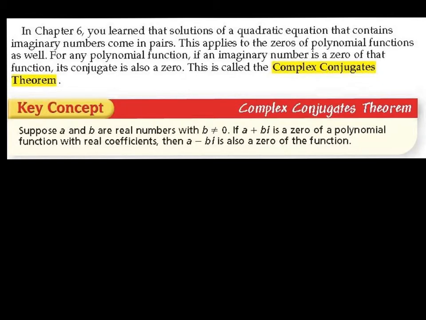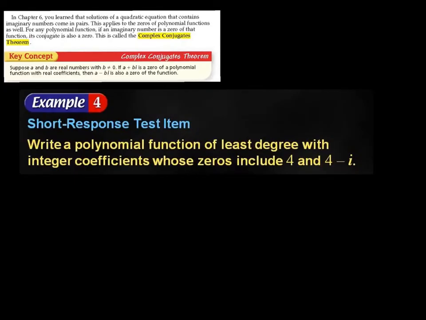Suppose a and b are real numbers with b not equal to 0. If a plus bi is a 0 of a polynomial function with real coefficients, then a minus bi is also a 0 of the function. Write a polynomial function of least degree with integer coefficients whose zeros include 4 and 4 minus i. Well, I know that complex conjugates come with friends. So if 4 minus i is a factor, so is 4 plus i. And we know we have a 0 at 4.